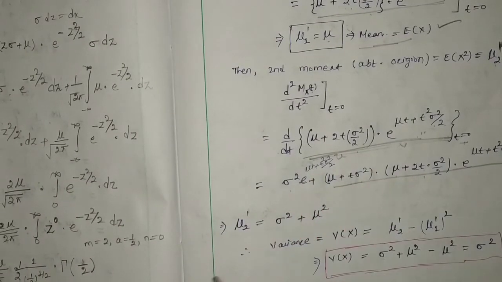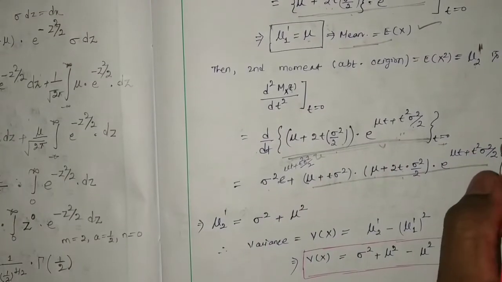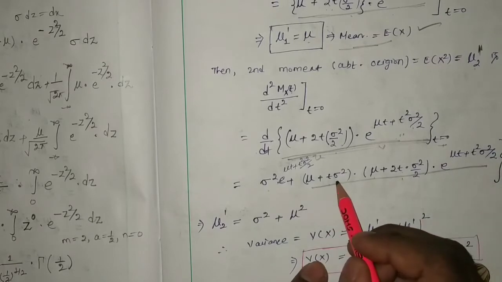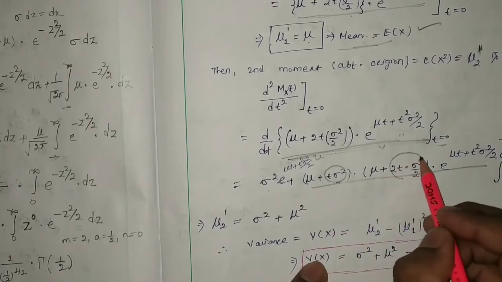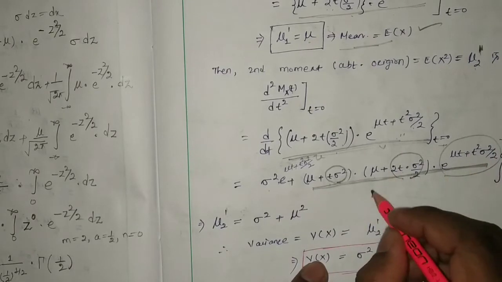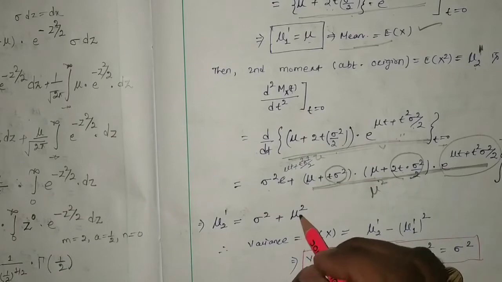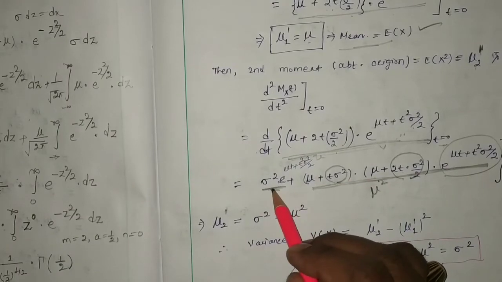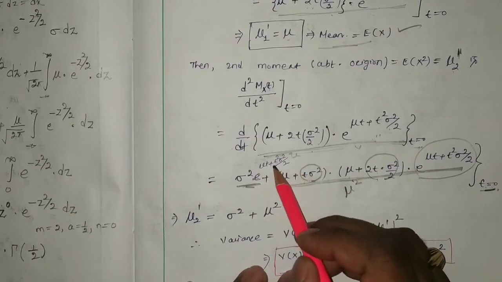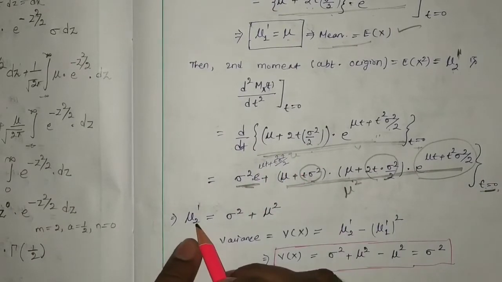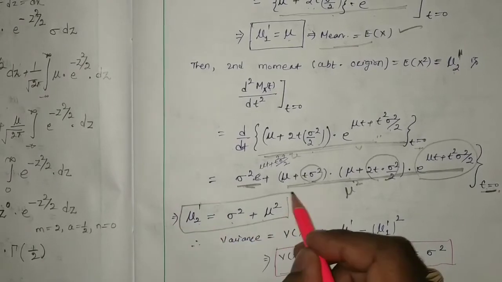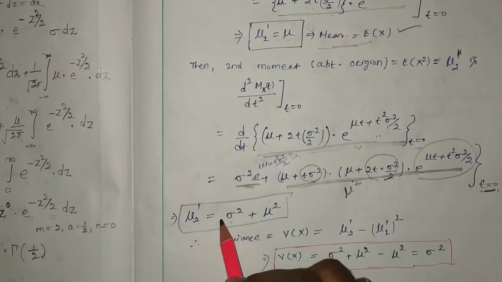We got that. See, wait, I mistakenly told that. One thing here, if I put t equal to 0, this term will be 0, this term will be 0, and this term will be 1. Then from this, how much did I get? I got mu into mu, that is mu square. And in this term, if I put t equal to 0, then you can find e to the power 0 will be 1 and sigma square. So mu 2 dash we found is sigma square plus mu square. This is the second moment about the origin.